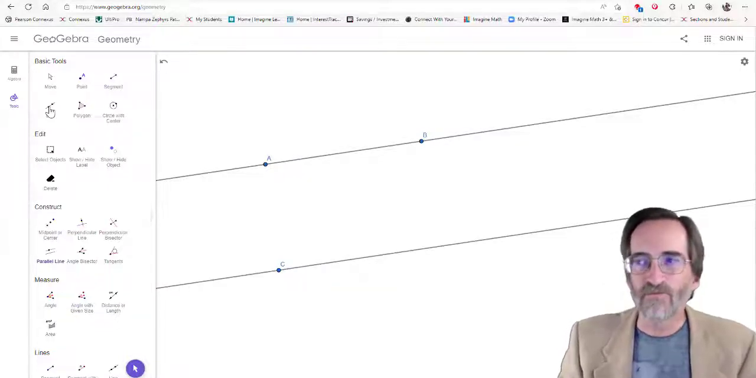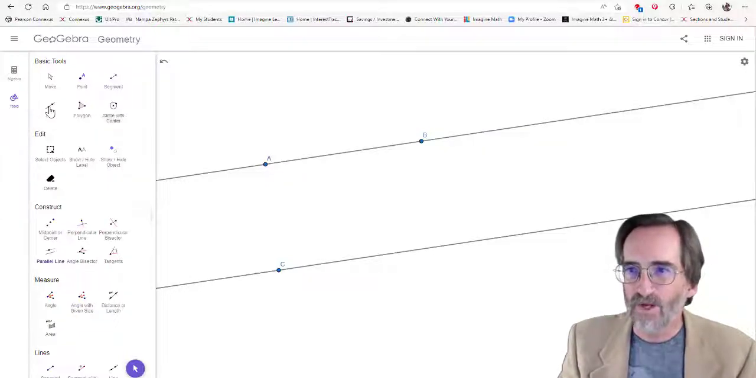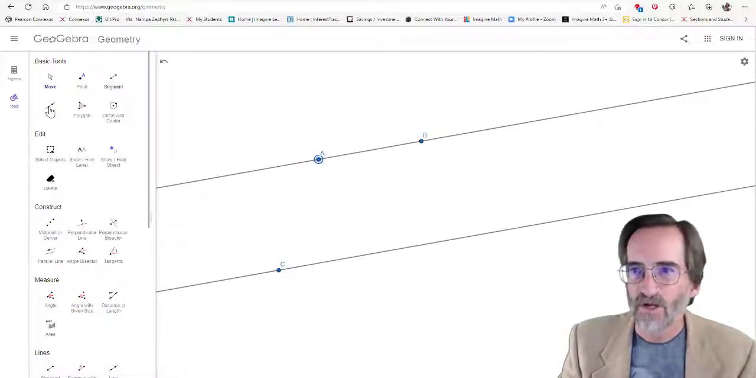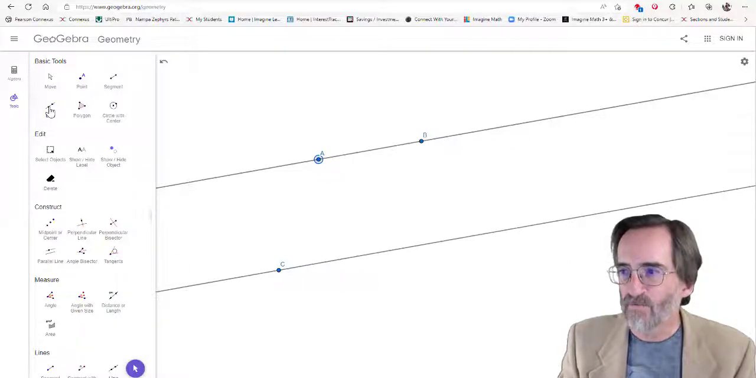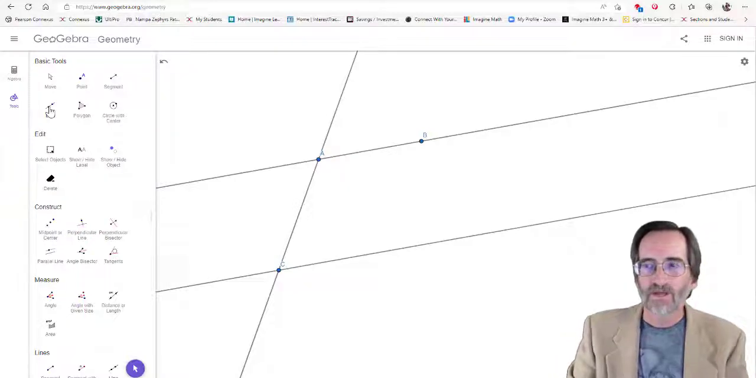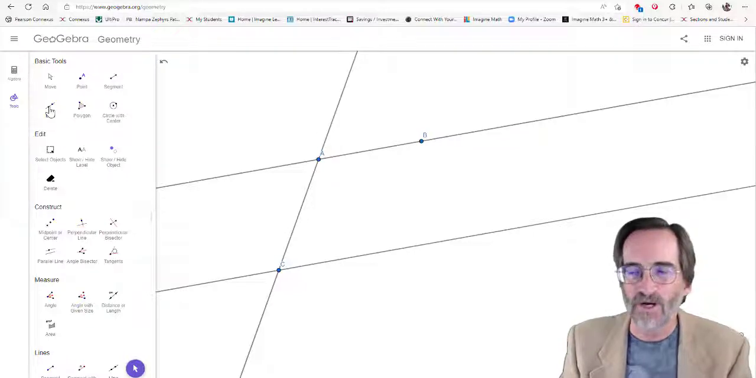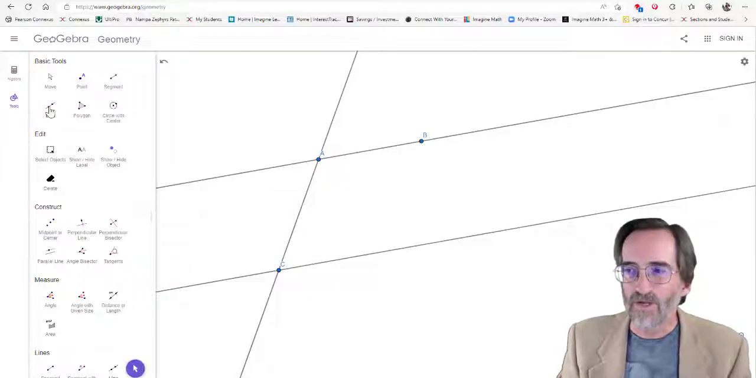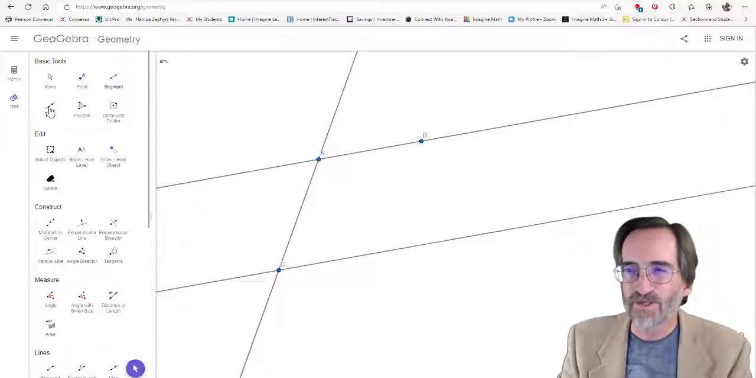So these lines are parallel. They're drawn so that they are parallel. And I want to analyze what happens when I draw a transversal, so to speak, through both lines. So I'm going to draw a line through A and C. This line is called a transversal, crossing two parallel lines. Last lesson we named the angles that are formed, but we didn't really talk about them being parallel. Now they're parallel, and I want you to notice what happens when I measure the angles.